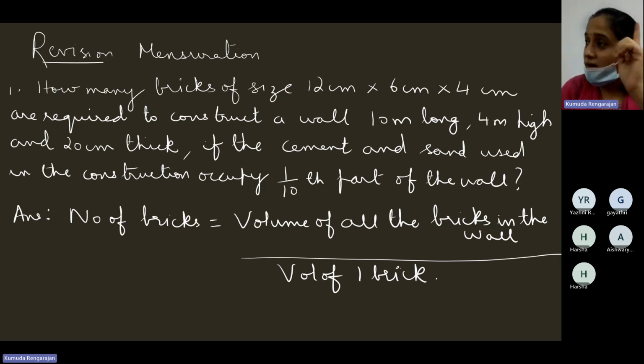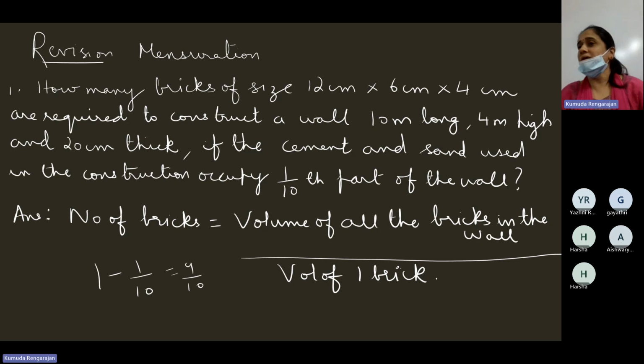So if 1/10 of the volume of the wall is cement and sand, think of the wall like the class, with cement and sand like boys and bricks like girls. Then what will be bricks? 1 minus 1 by 10. What is 1 minus 1 by 10? 9 by 10. Take the LCM and subtract, you get 9 by 10.